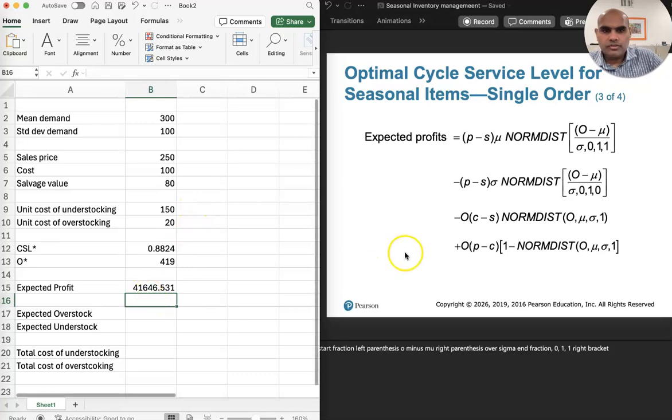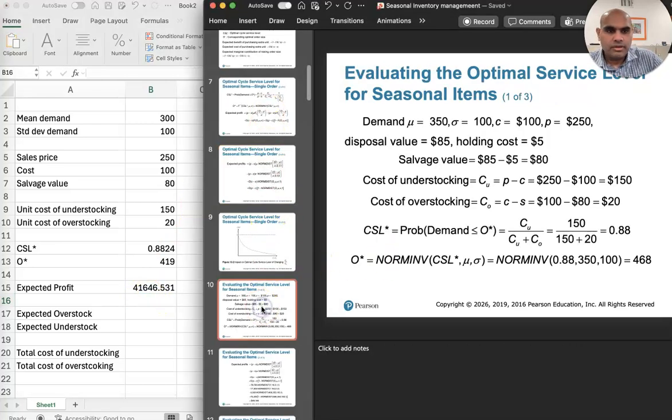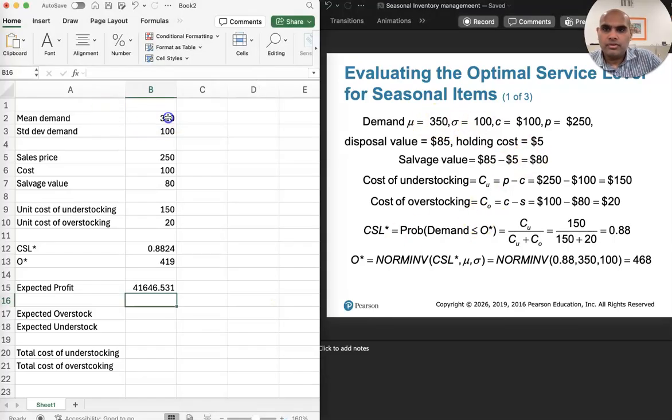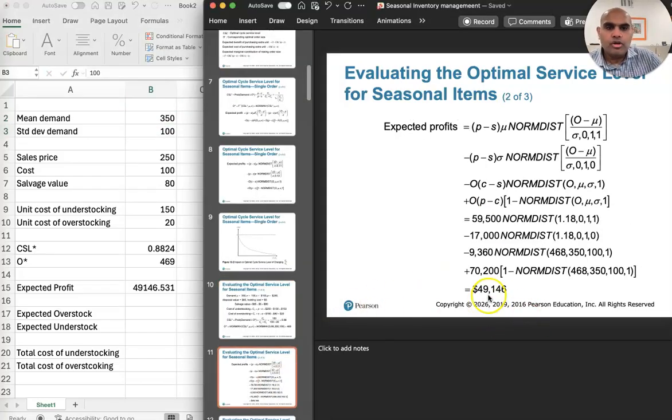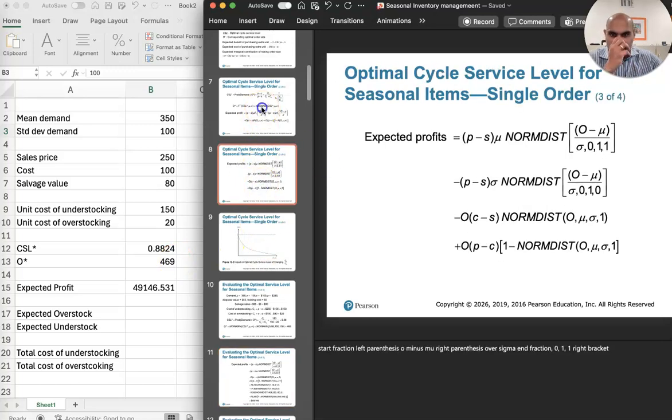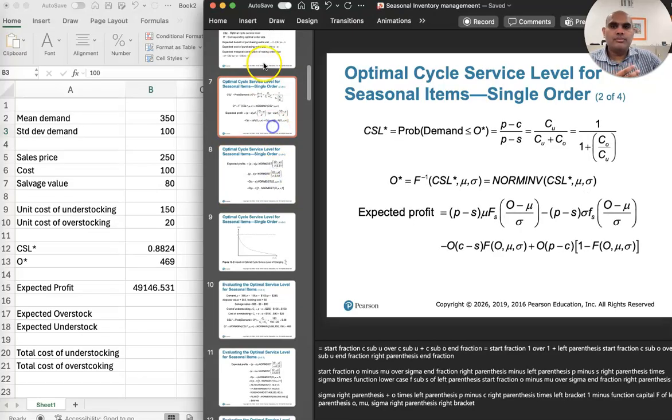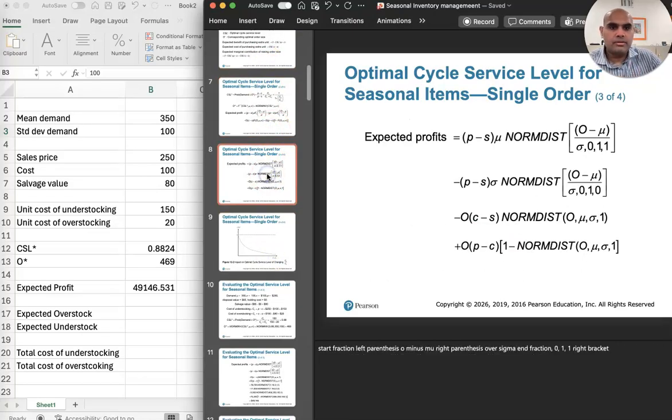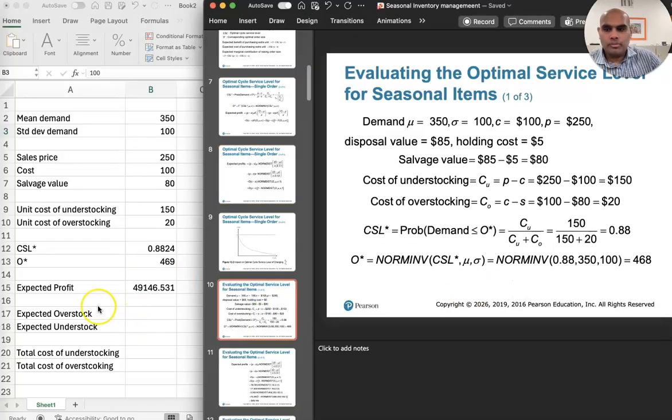So I got 41,646. Let's see if it turned out to be right. They truncated it at 0.88, and that's why they got 468. That's fine. Oh, it's 350, not 300, I'm sorry. And they got 49,146. So even though mine was slightly off, they had 468, I had 469, the numbers basically turned out to be the same. The reason I'm checking is to make sure that the formula I typed in was correct, and it looks like it is correct. So that's the formula for the optimal expected profit.